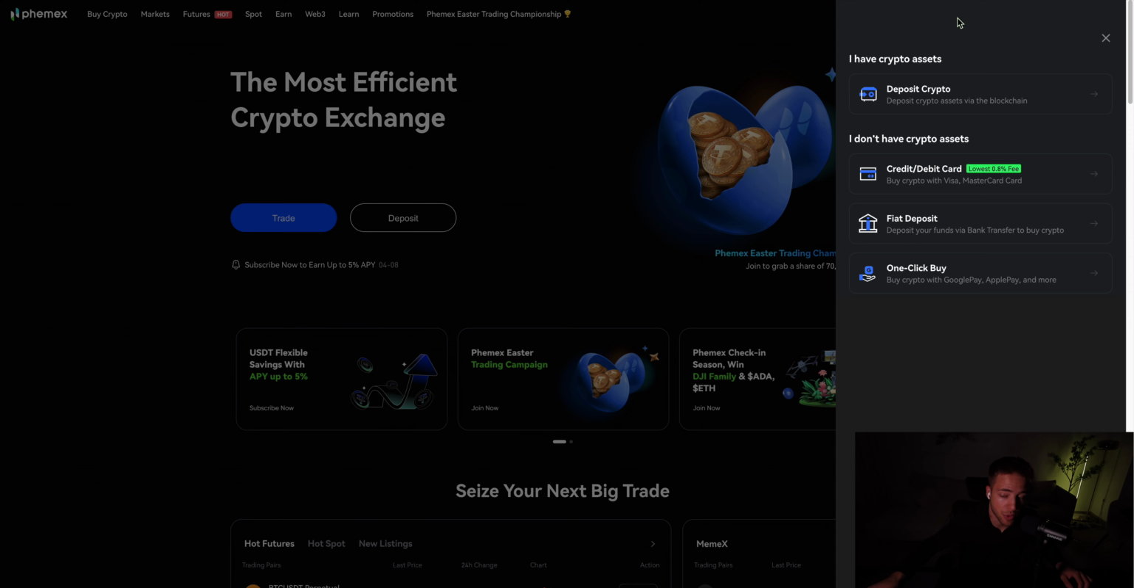And that was the crypto deposit method, but you have other methods like, as you can see, credit or debit card, fiat deposit, or one-click buy. For most of you, I would say number 1, crypto deposit will be the simplest one. A second simplest one would be credit or debit card with 0.8 fee. Of course, the crypto deposit will be a bit cheaper.